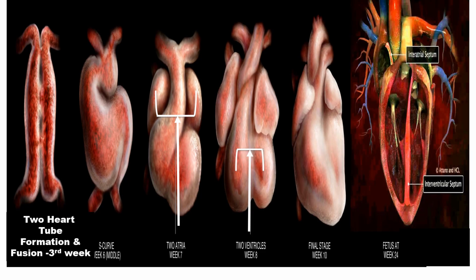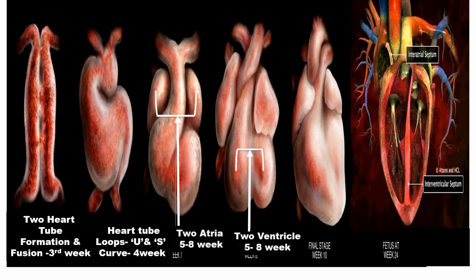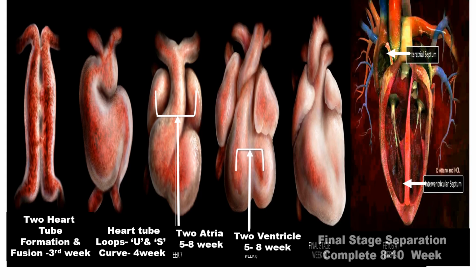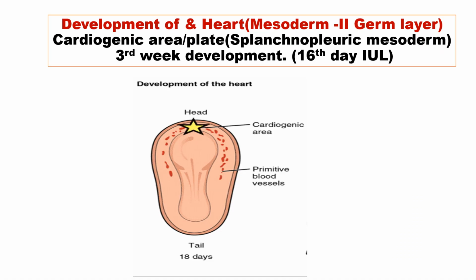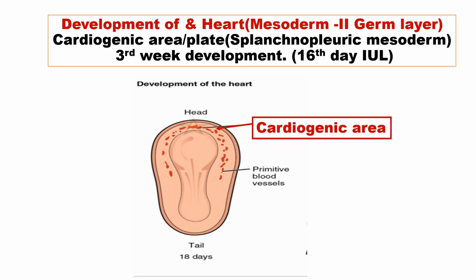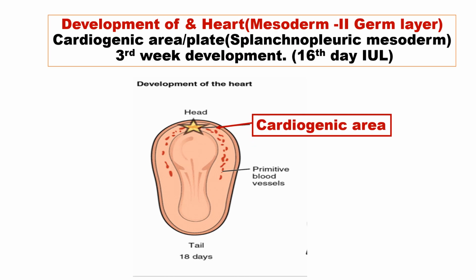The two heart tubes' formation and fusion occur by the third to fourth week. The heart tube forms a loop that is initially U-shaped, later followed by an S-shaped curve, which occurs around the fourth week of intrauterine life. Formation and separation of the two atria and ventricles start around the 5th to 8th week, and it is completed by the 8th to 10th week, that is the intra-atrial septum and intraventricular septum. The heart tube develops from the second germ cell layer, the mesoderm.